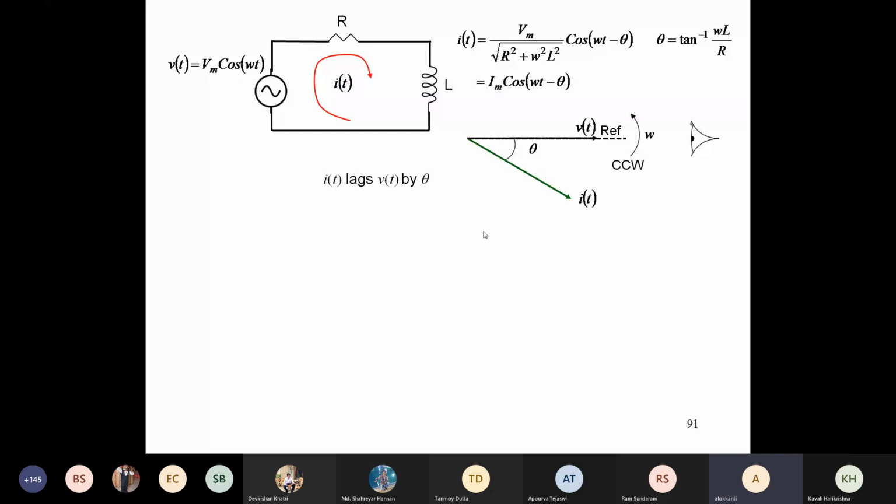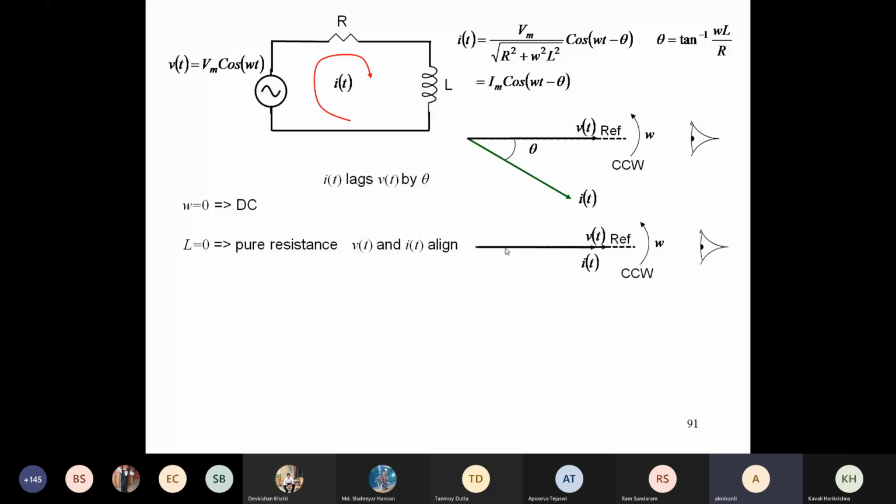But just a few things, which are just from the derivation. If omega equal to 0, this is basically DC, a constant source. With omega equal to 0, it basically implies DC. But suppose L is equal to 0, it is basically a purely resistive circuit. So if your L equal to 0, what happens to theta? Zero. Theta is 0. So in that case, v(t) and i(t) align. The phasor diagram will look like this.